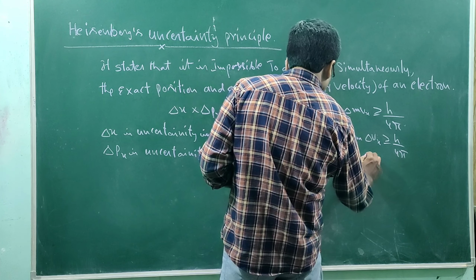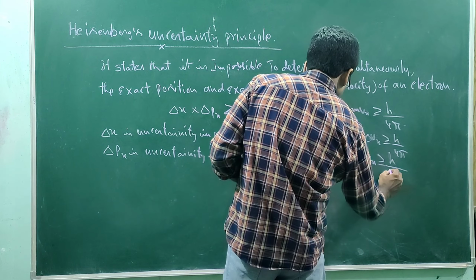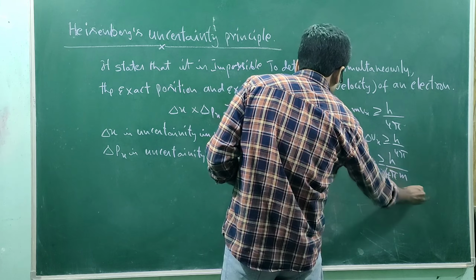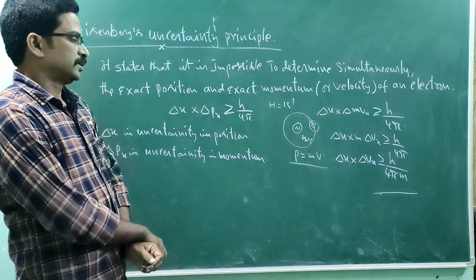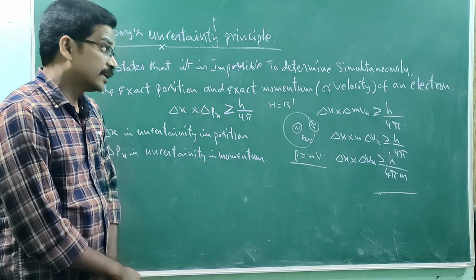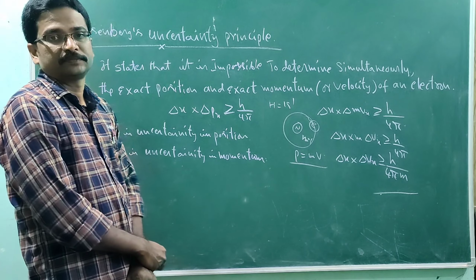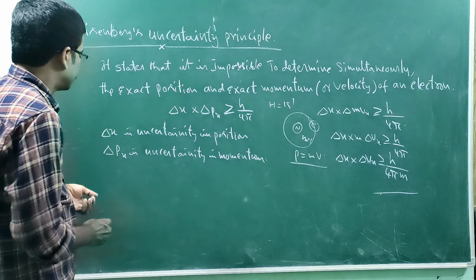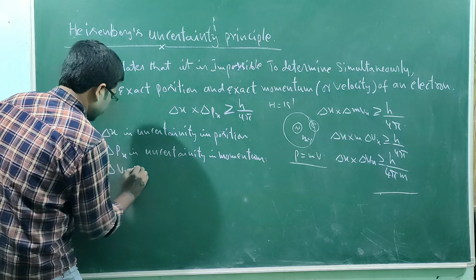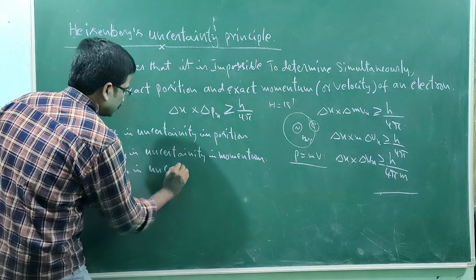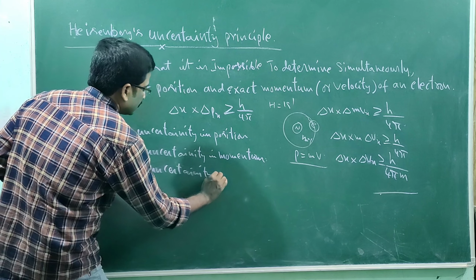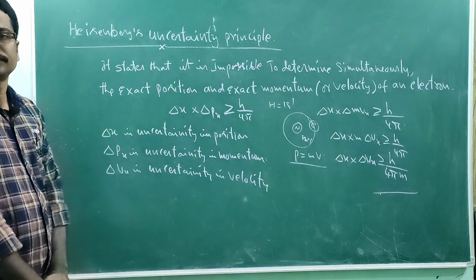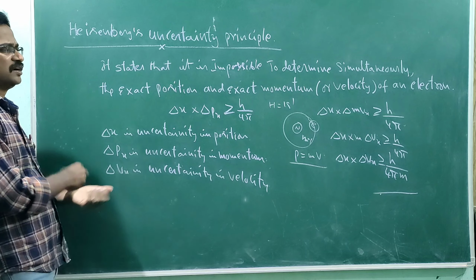And again you may write it like this: del x into del Vx is greater than or equal to h by 4 pi m. Del Vx is the uncertainty in velocity. What is the physical significance of this?